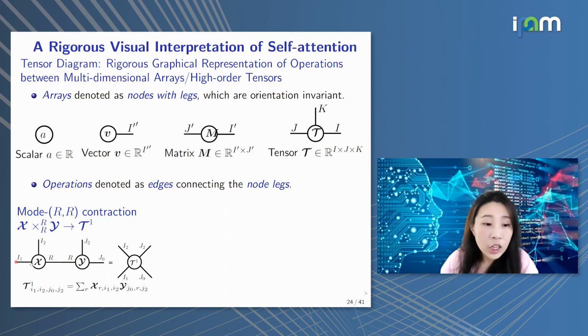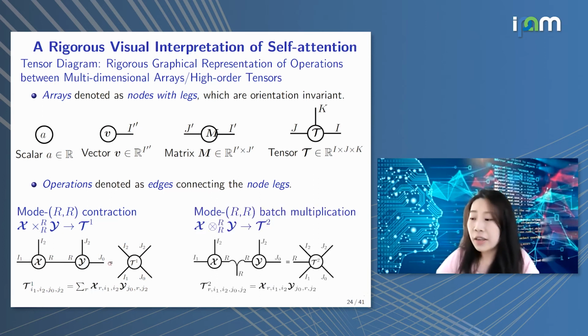And then the dangling legs are essentially the result. So you can very intuitively see the dimensionality of your result after you do the contraction. Similar here, I'm showing a batch multiplication. I call it mode RR batch multiplication. Basically, you'll get a tensor result, which is essentially doing an element-wise multiplication between the 2 modes here.